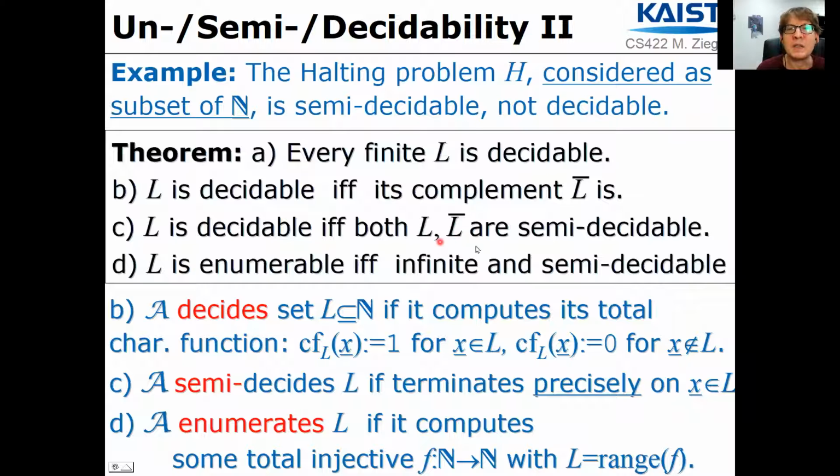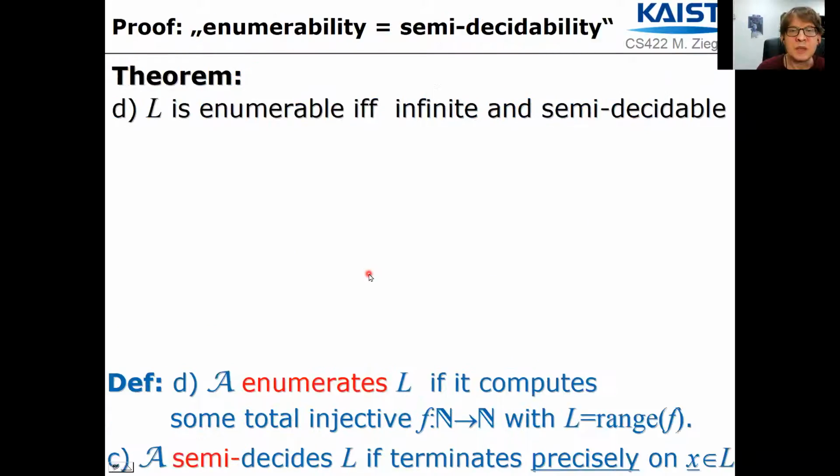And this is basically also the idea, historically even the original idea in this proof. And for the last item, we've started with a proof. So let me briefly remind you of the proof. It's an equivalence again. And so we need to prove two directions, if and only if.